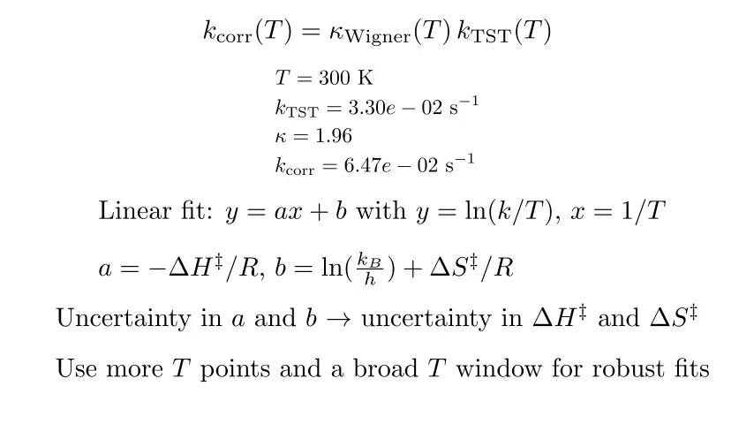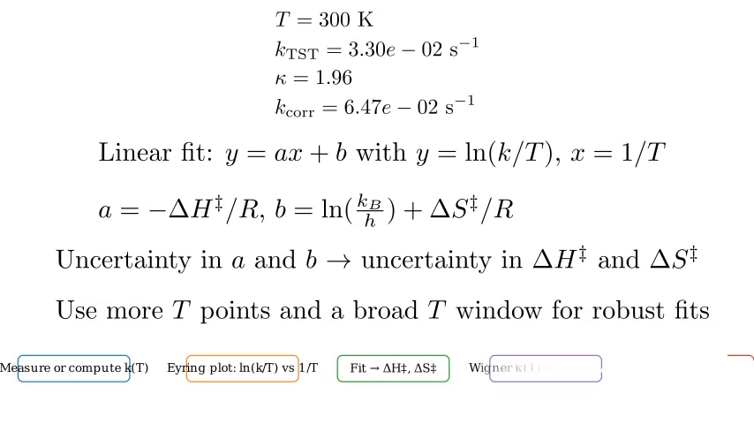Let's summarize the workflow. First, measure k of T experimentally or compute it. Second, build the Eyring plot and fit the line. Third, extract delta H double dagger and delta S double dagger. Fourth, estimate tunneling with the Wigner factor. Finally, decide whether to report k corrected or the classical rate, depending on the magnitude of kappa.